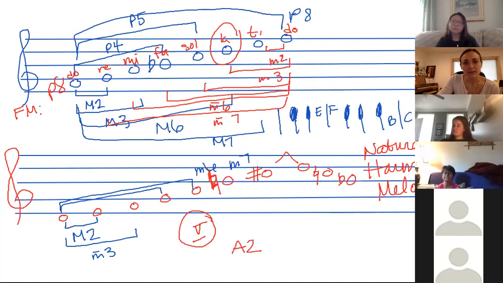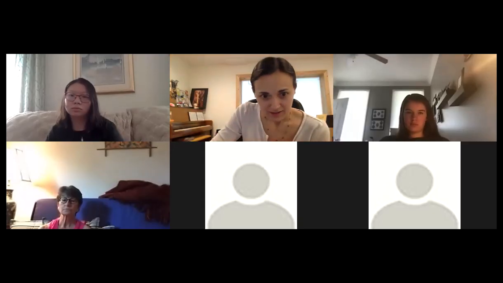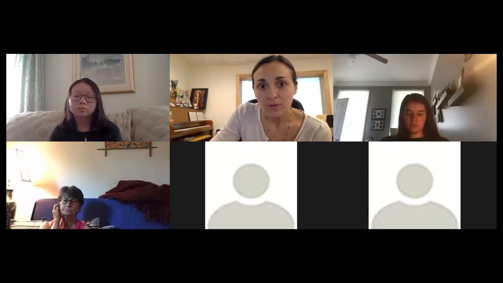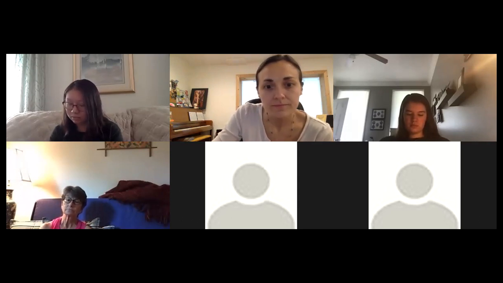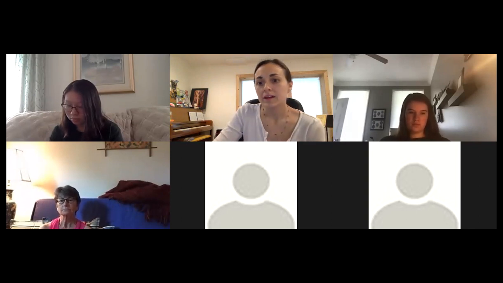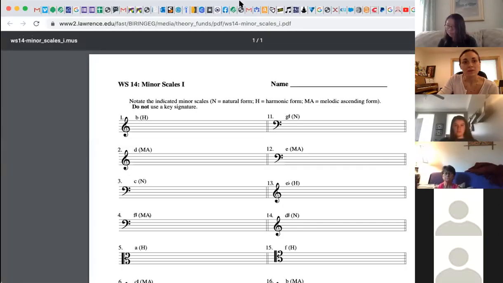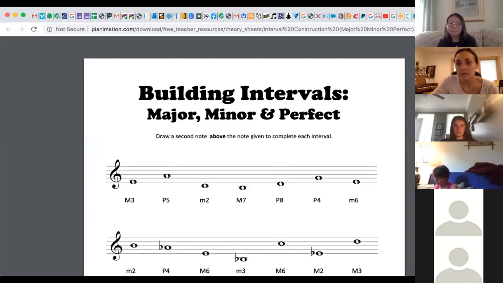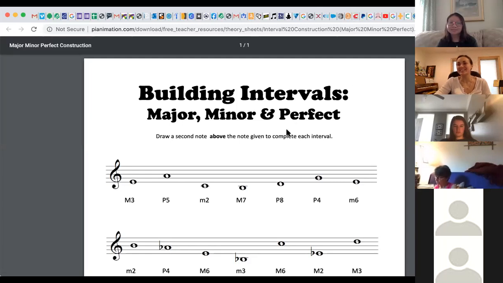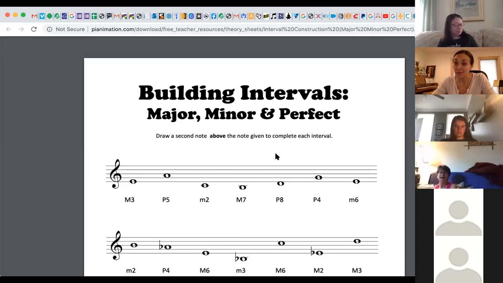Okay, so let me see if I can share. Whiteboard. Here we go. All right, so I'm going to share my Google Chrome. Ignore the 50 million tabs I have open. Let's see which one of these we want to start with. Should we start with building intervals or building scales? Anybody have a preference? Okay, let's do intervals. And I'll play some of these as well so we can get a little bit of ear training in.